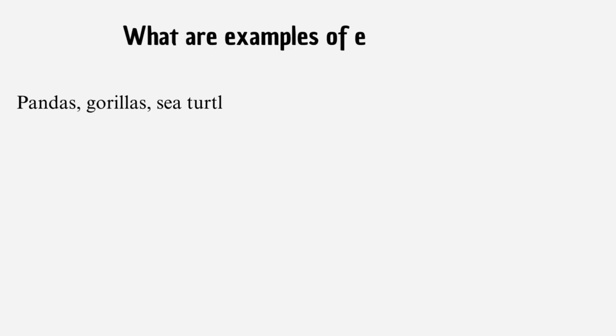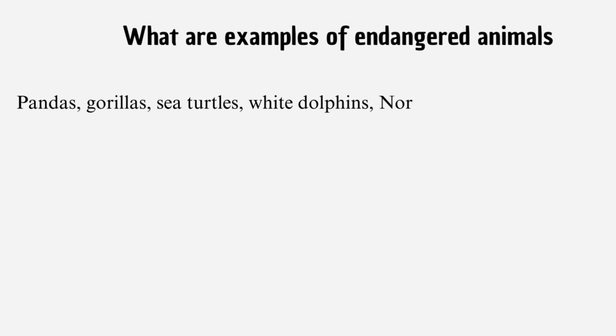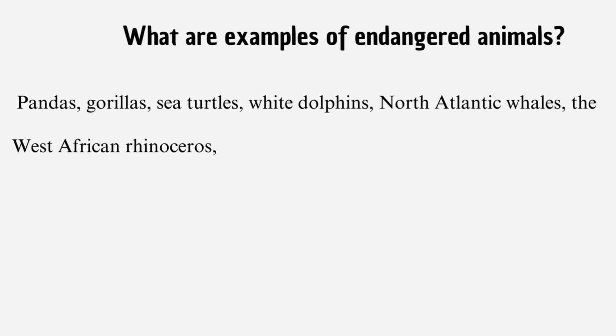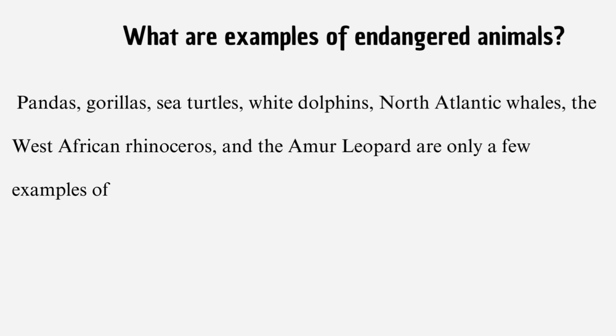What are examples of endangered animals? Pandas, gorillas, sea turtles, white dolphins, North Atlantic whales, the West African rhinoceros, and the Amur leopard are only a few examples of animals that are at risk of extinction.